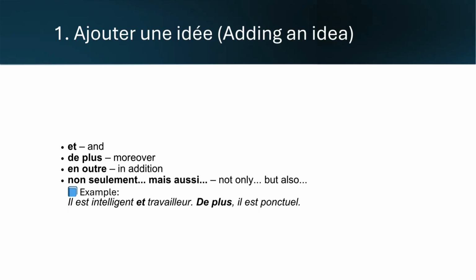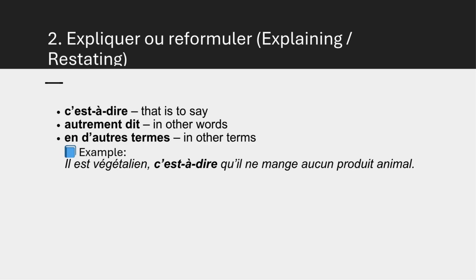Now, in the second part, we're going to learn some connectors which you're going to use for expliquer or reformuler, for explaining or restating something. For example, the first one is c'est-à-dire, that is to say, or autrement dit, in other words, autrement dit. Or you can say en d'autres termes, in other terms. Maintenant, répétez après moi. C'est-à-dire, autrement dit, en d'autres termes.